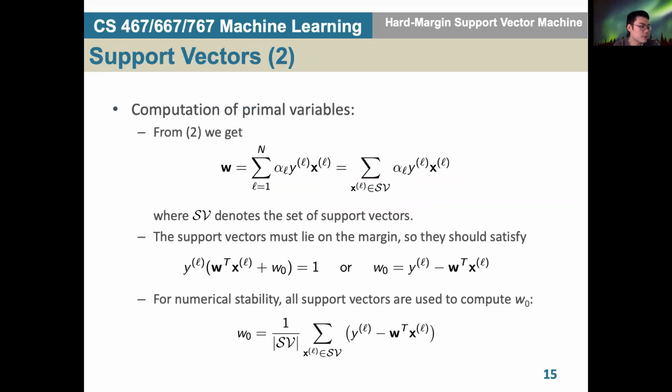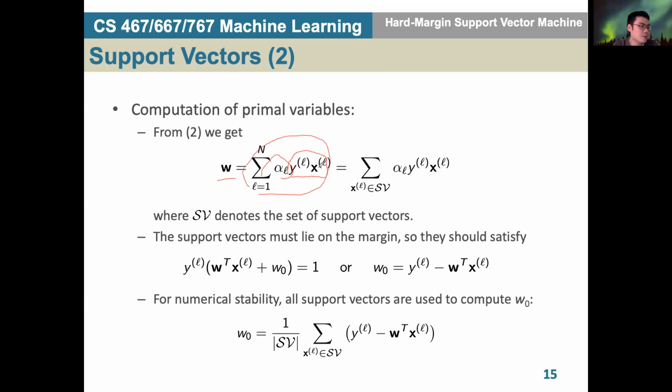So in order to do that, what we need is, firstly, after optimization, let's say we already have those alphas. We also know there are labels and there are feature vectors. Then we can compute W in this way.